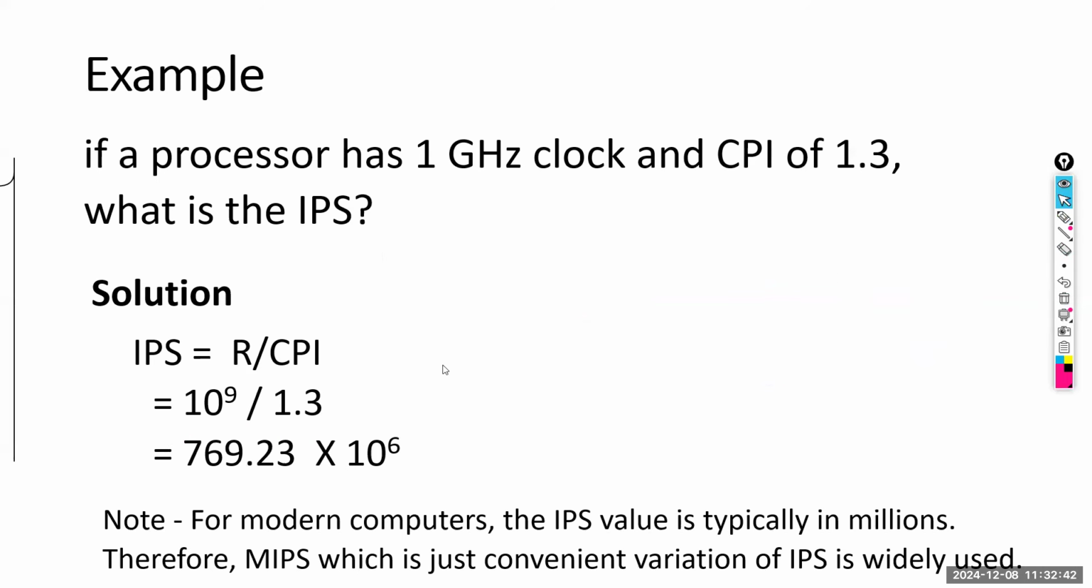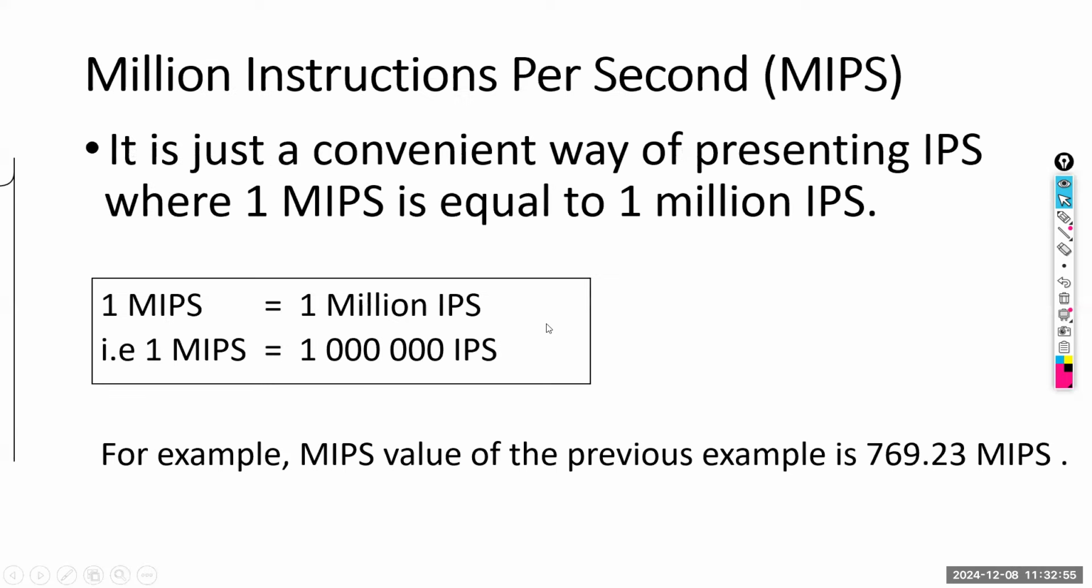In the exam, the answer may sometimes be given in MIPS, so remove the 10 to the power 6. 1 MIPS is 1 million IPS. Therefore sometimes your answers might be in MIPS rather than IPS.